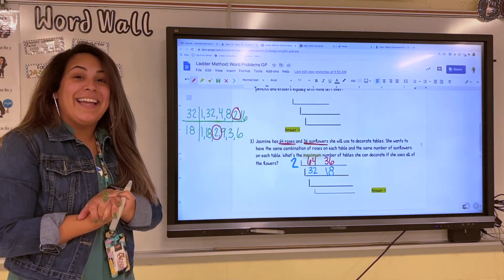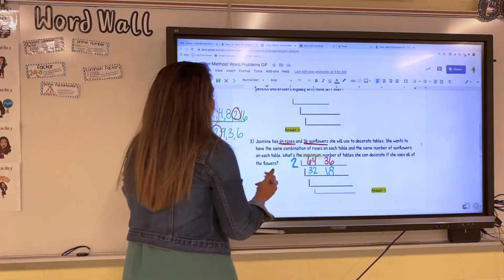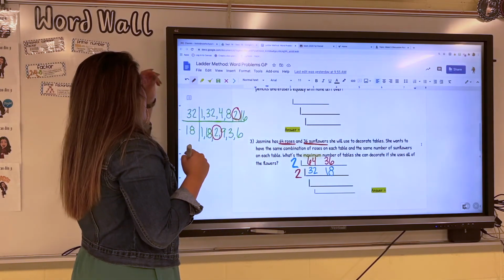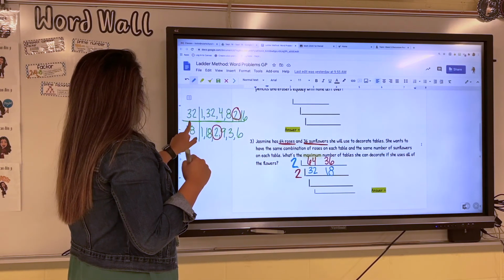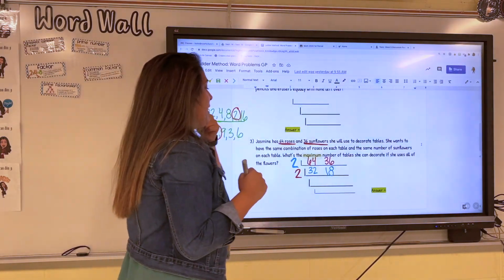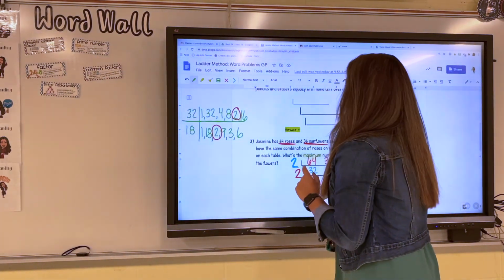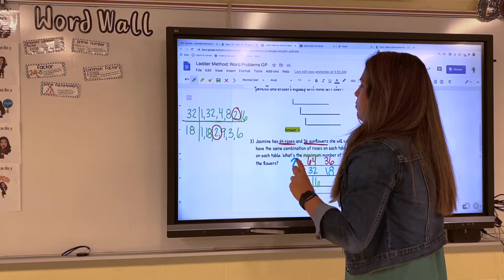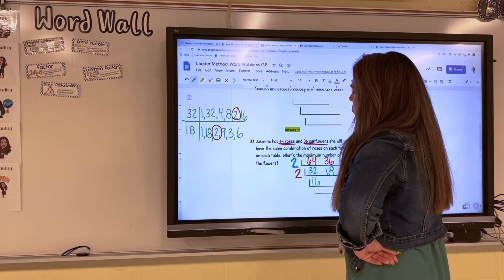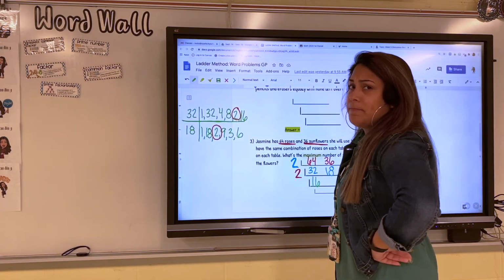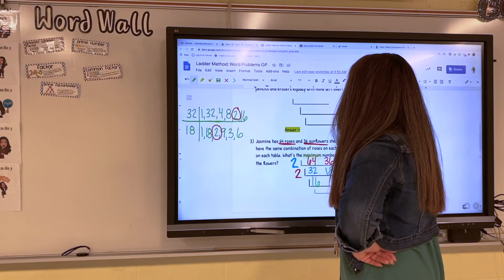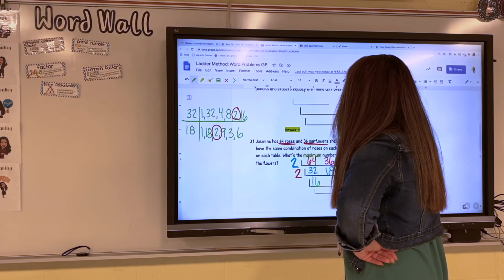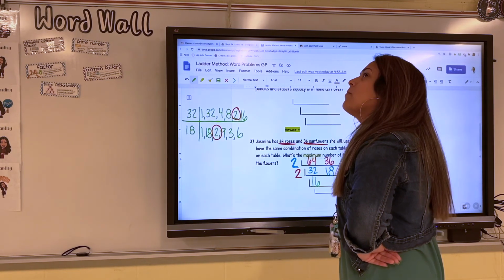So we're going to use 2 again. So we're going to do 32 divided by 2, which is over here. I said 16. I think I did this wrong. Pause. No, I did it right.